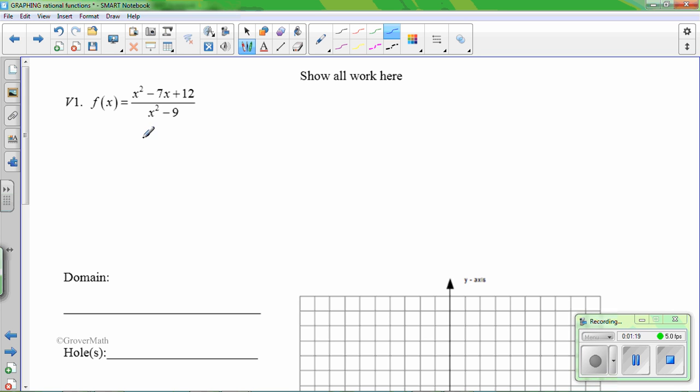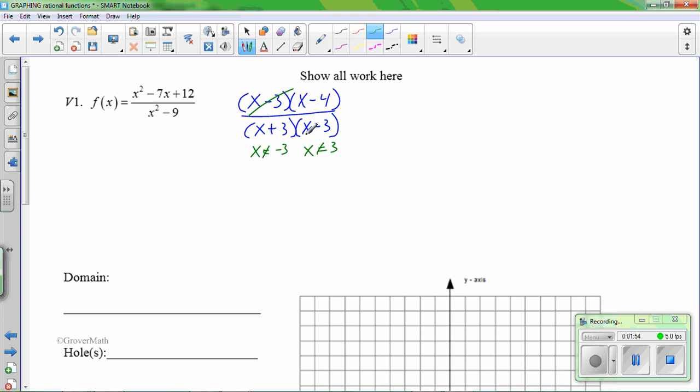The first thing we're going to do is factor the numerator and factor the denominator. So this has a trinomial factoring in the numerator of x minus 3 and x minus 4. The denominator is a difference of 2 squares, x plus 3 and x minus 3. And right away I can see that x cannot equal negative 3 and x cannot equal positive 3.